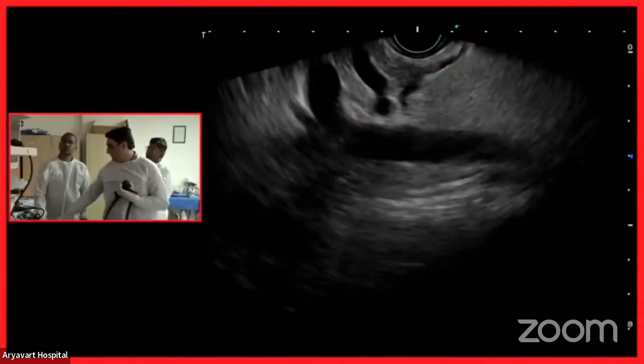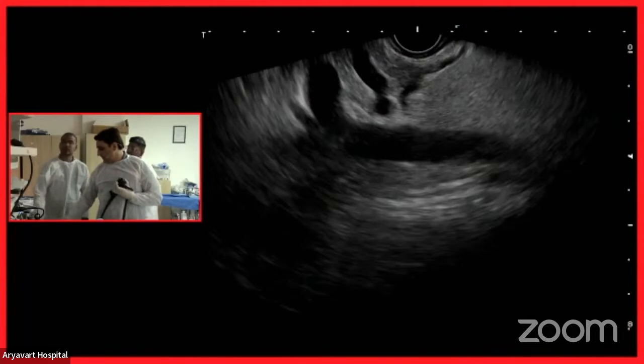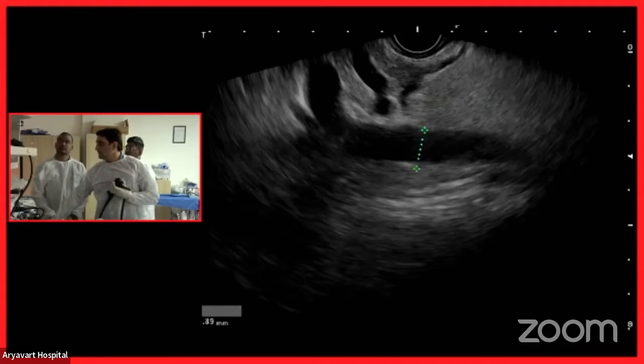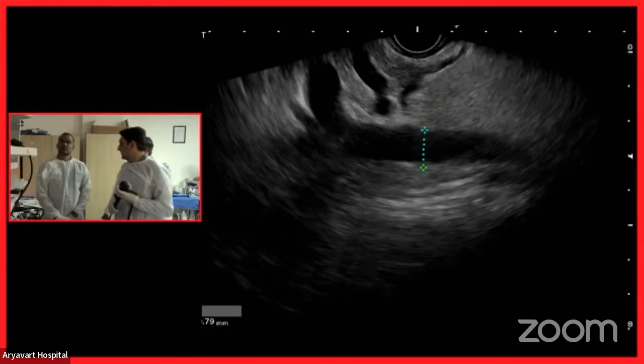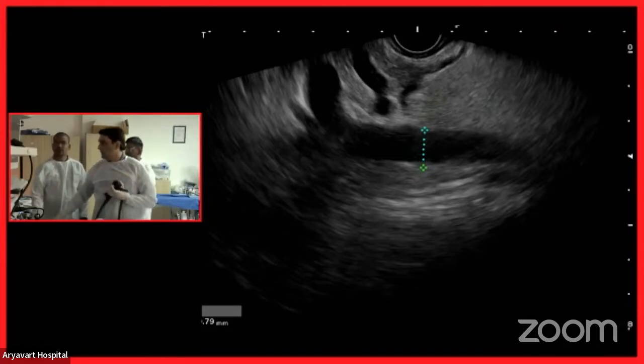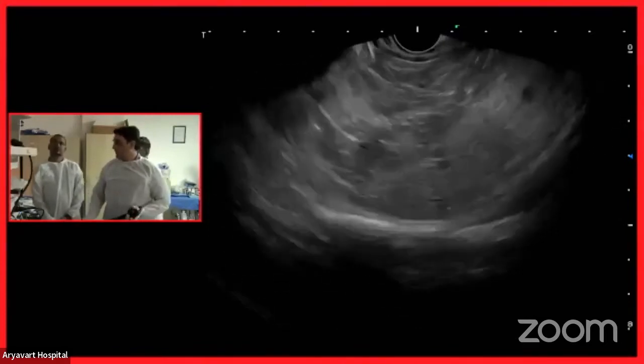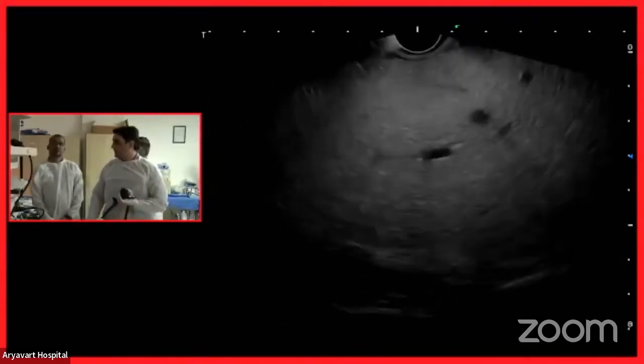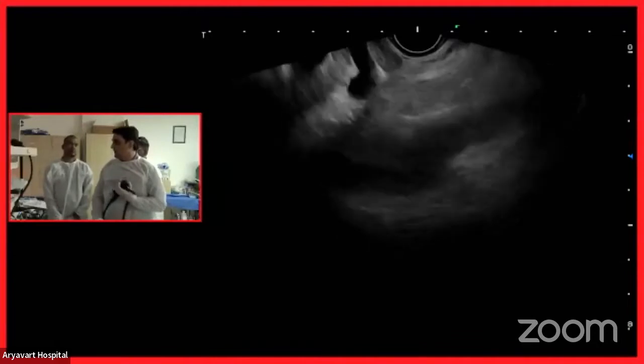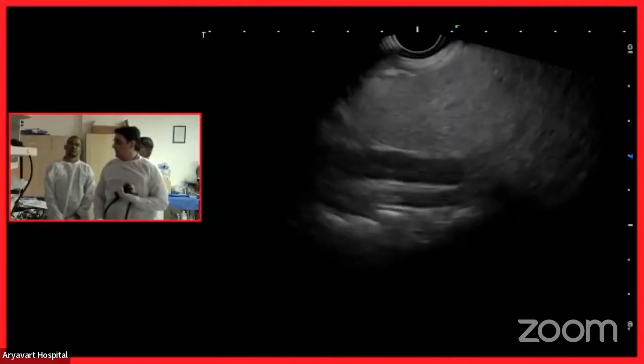Yeah, so let us see. We'll measure it. So it's around 11 millimeter. So that's normal at the hilum. So she has an enlarged spleen, but she doesn't have a dilated portal vein at the hilum. And our plan is to do a liver biopsy.